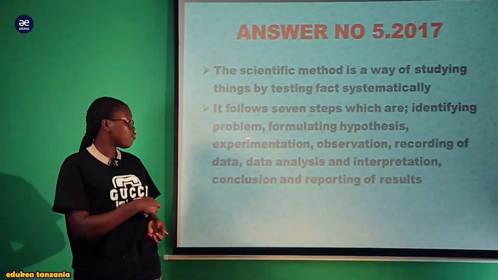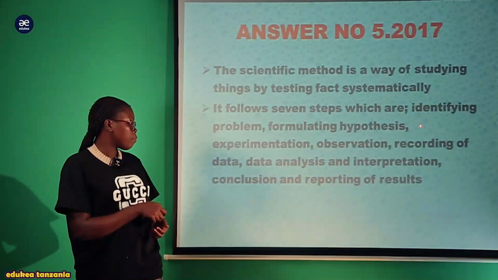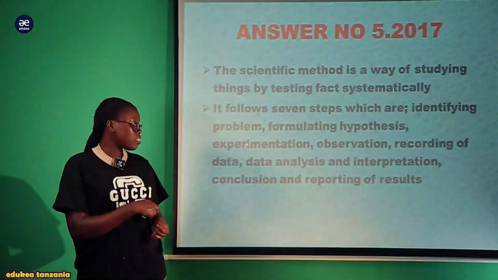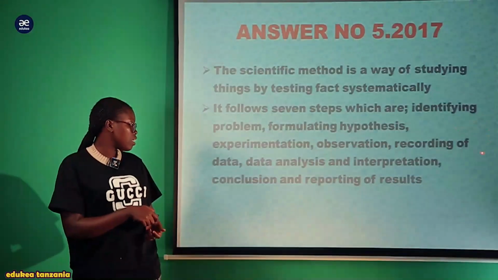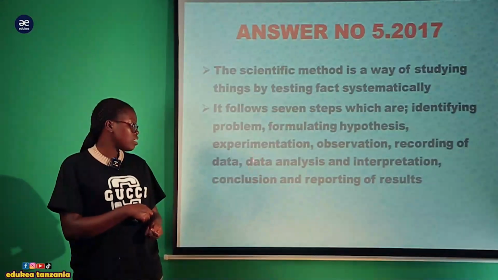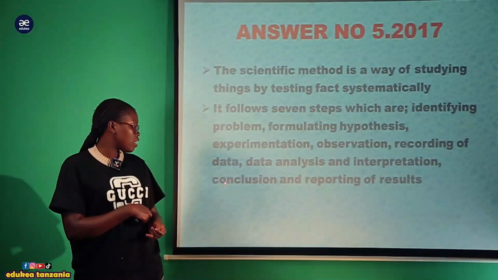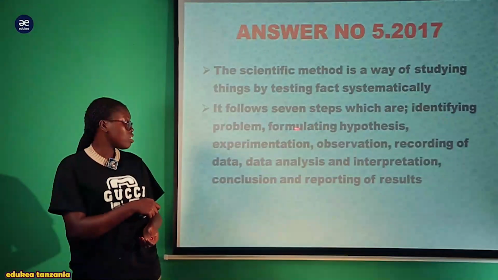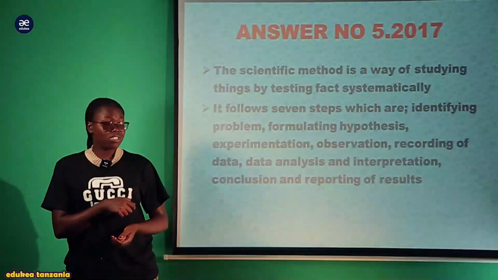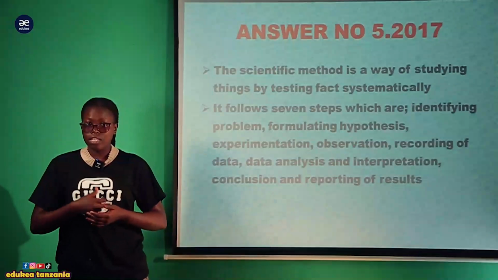The identification of the problem, the first point. The second one is formulating of the hypothesis. The third one is experimentation. The 4th one is observation. The 5th one is recording of data. The 6th one is data analysis and interpretation. And the 7th one is conclusion and reporting of the result. So these are the major scientific procedures. So your answers are these, you just need to mention like this in 7 points.